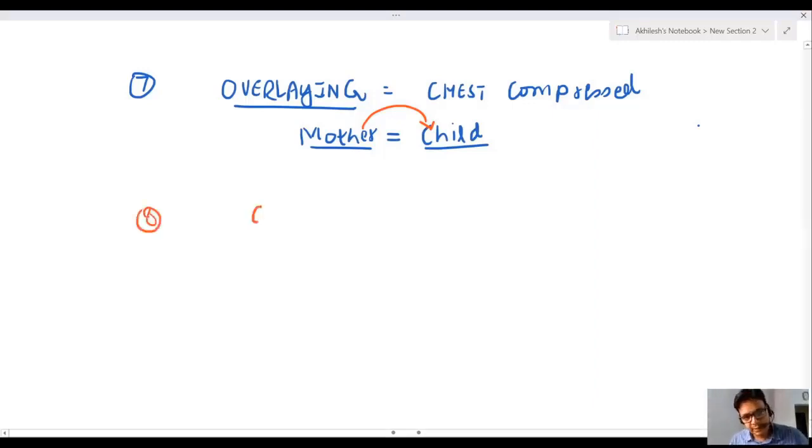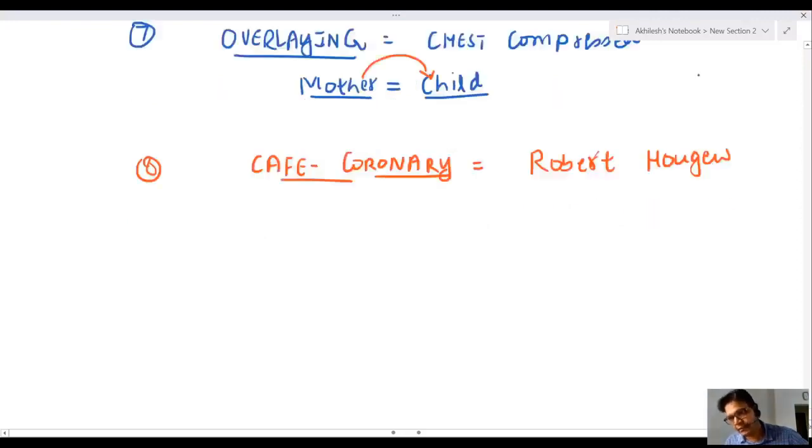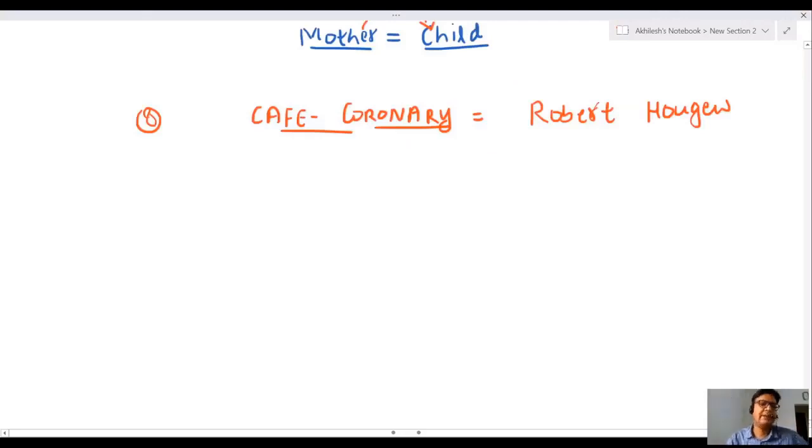Now 8th, sir, 8th is cafe coronary. The word cafe coronary was given by Robert Haugen. What happens, sir? You are intoxicated, under the influence of alcohol or something, and your food particle goes in.